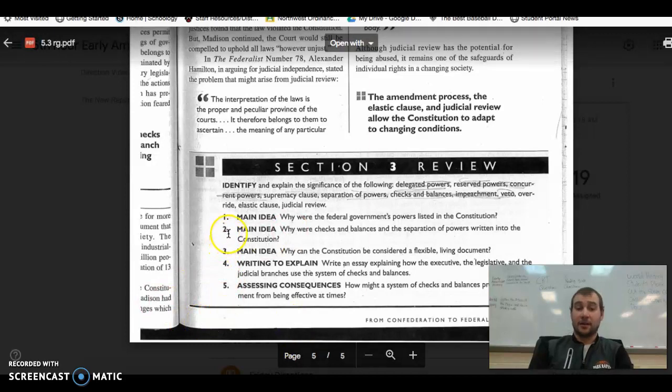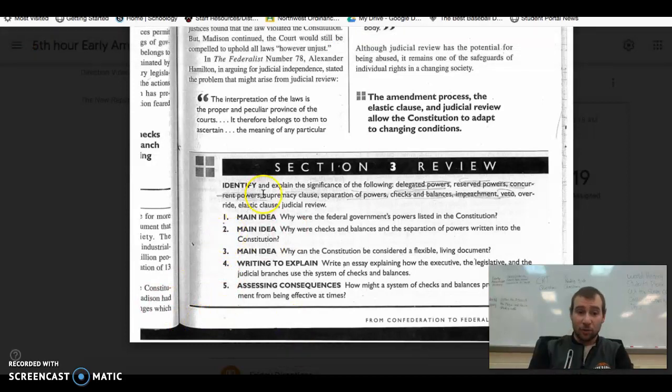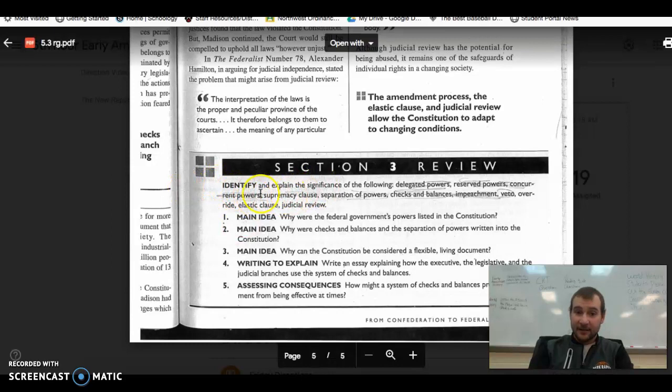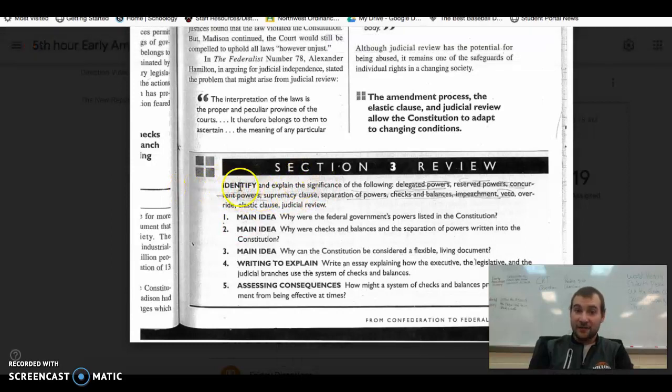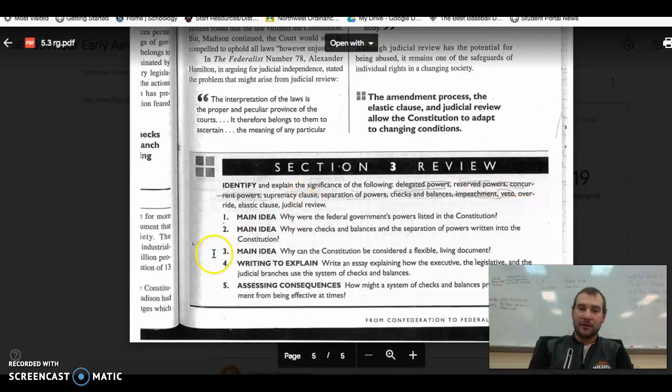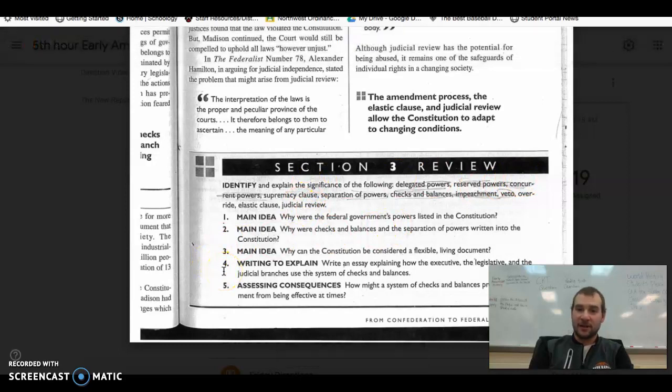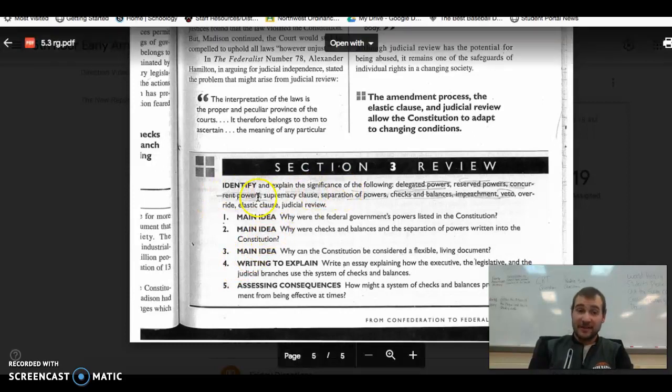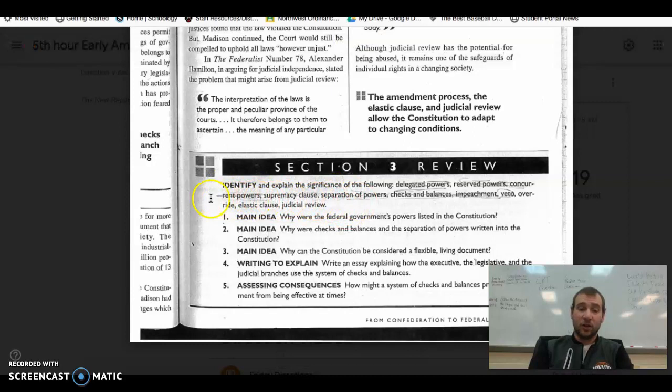Now, here's what's happening. A lot of people are not doing the identify section. Do the identify section, okay? If you don't do it, you only get like half the points. So identify and explain the significance of the following. Basically, you're just using terms. What are delegated powers? Reserved powers? Concurrent powers? Supremacy clause? Separation of powers? Checks and balances? Impeachment, veto, override, elastic clause, and judicial review. These are just terms, so just give me a sentence on each one.